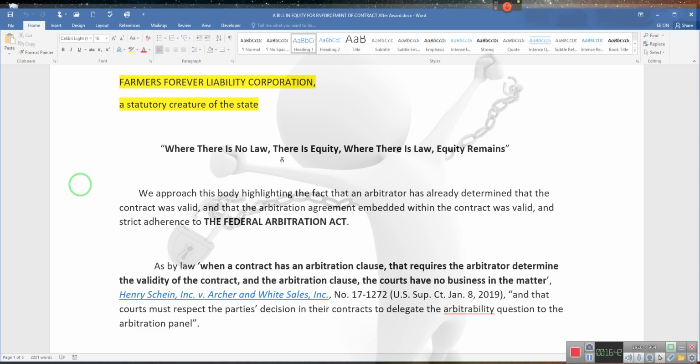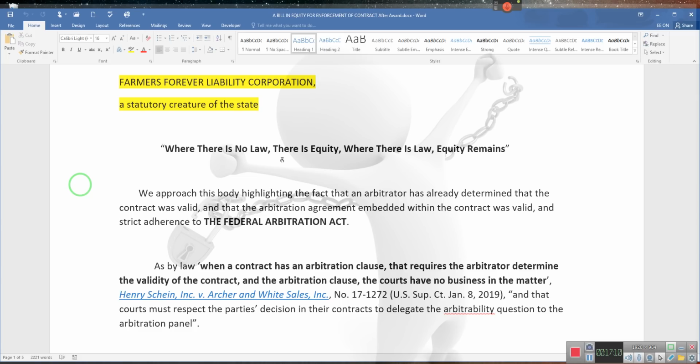So you put the name of the other party there, and then you want to put, if they are a corporation, a statutory creature of the state. They've elected to be sued. So you take care of all that. Ain't no immunity. They're a creature of the state. Now, where there is no law, there is equity. Where there is law, equity remains. Equity is always present, is what that's saying.